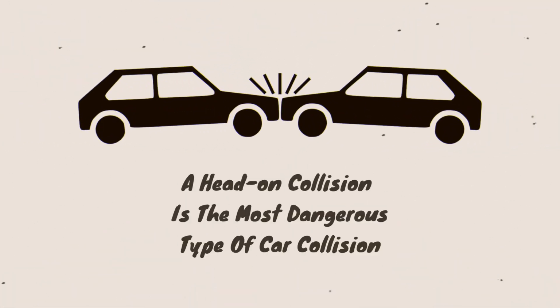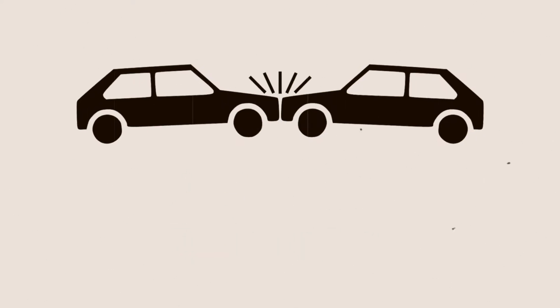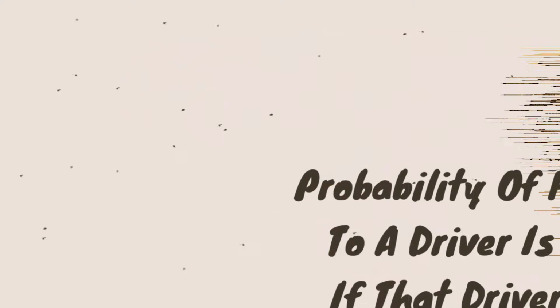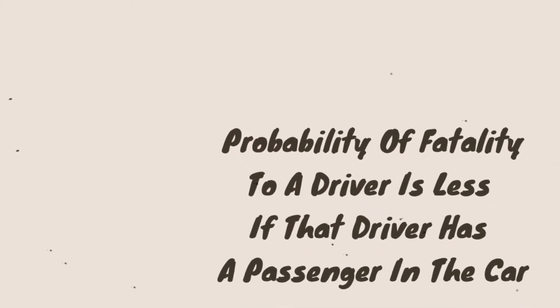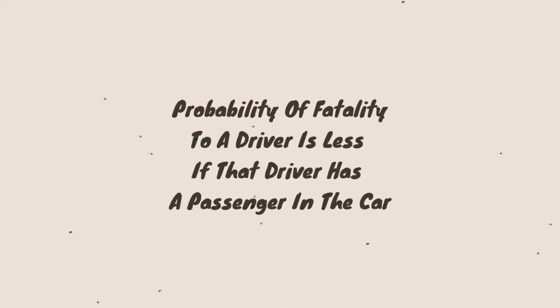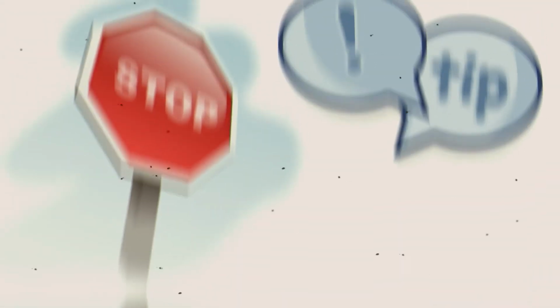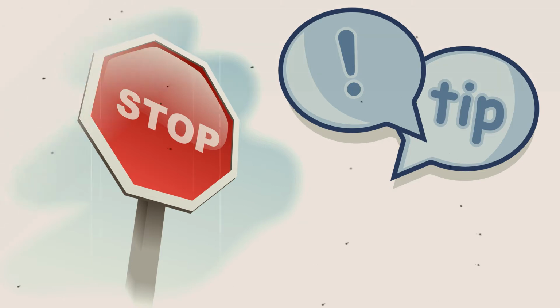A head-on collision is the most dangerous type of car collision. Surprisingly, the data collected about head-on collisions suggests that the risk or probability of fatality to a driver is less if the driver has a passenger in the car. But why is that? Let's find out. The best advice is to stop, and if possible, put your car in reverse.